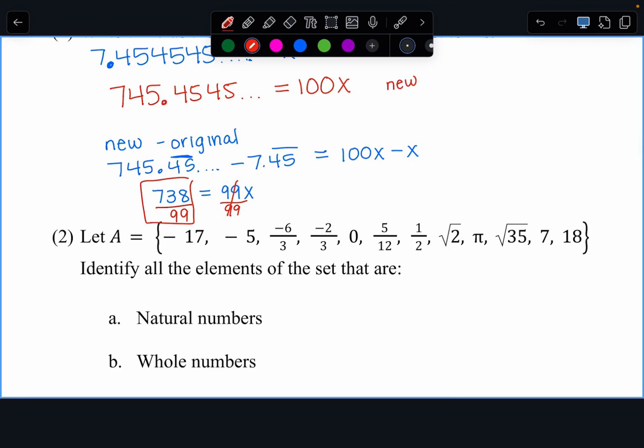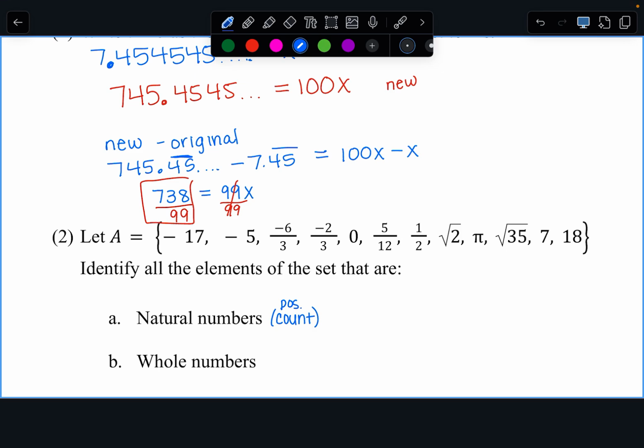What were the natural numbers? In your own words, what are natural numbers? Numbers that haven't been touched. Okay. Think counting. Right. So of those numbers up there, remember it's always positive counting numbers.